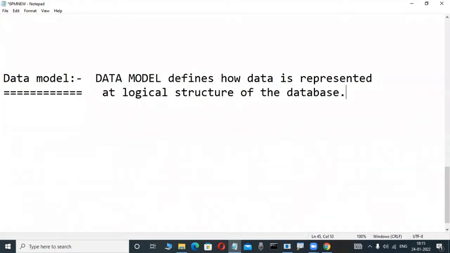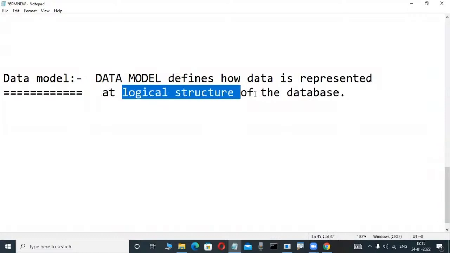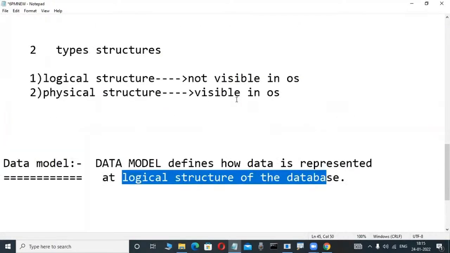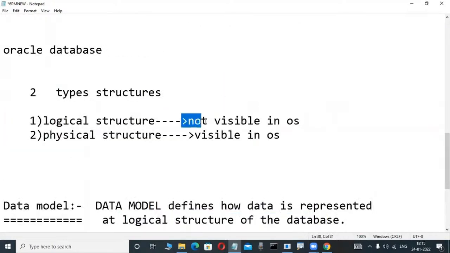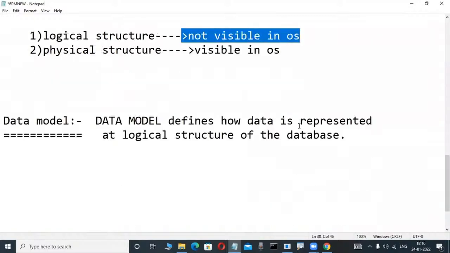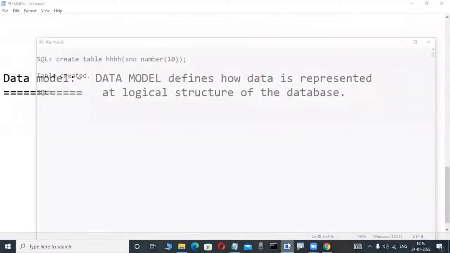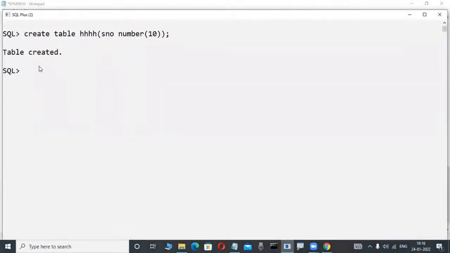And now check it out. Screen, observe it here. What is logical structure? In the previous classes I told you, a structure which is not visible in the operating system is called a logical structure. Or maybe you are creating a table, which is not visible in the operating system, but that structure is visible in the database. Very good. Now in this database, how data is represented, that is specified in the format of what?